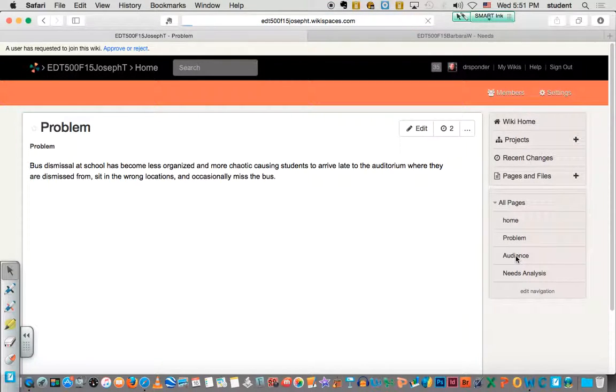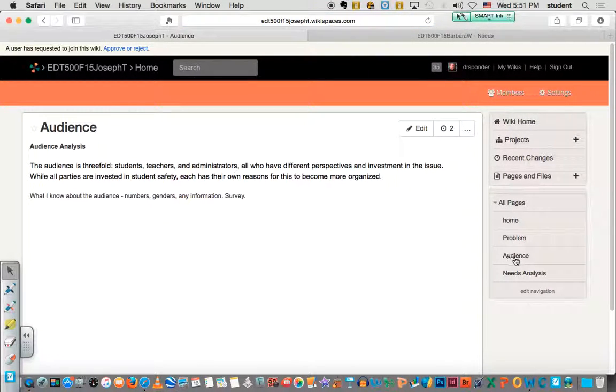So then the audience. Okay, students, teachers, and administrators. You need ages. You need how many teachers? 27 teachers, 36 teachers, all administrators. As much as possible, I would break them down into students. So 3rd through 6th grade, 38 students, 6 boys, 12 girls, fill in the rest.